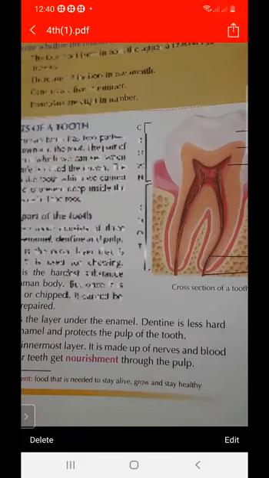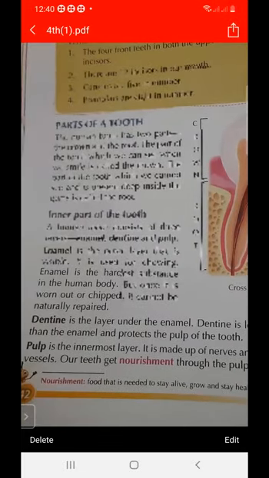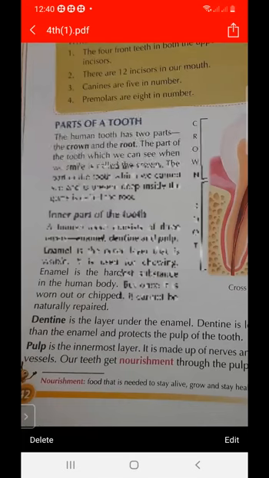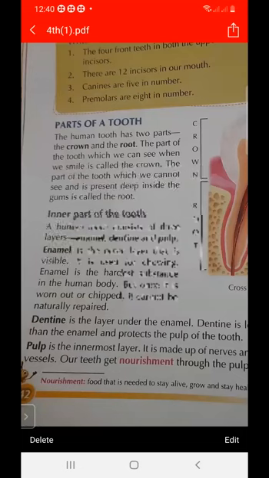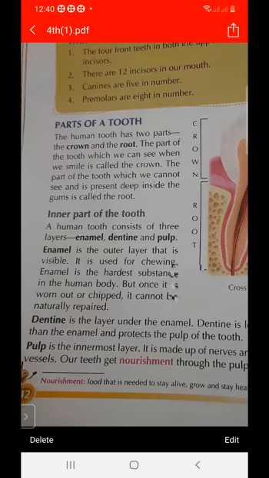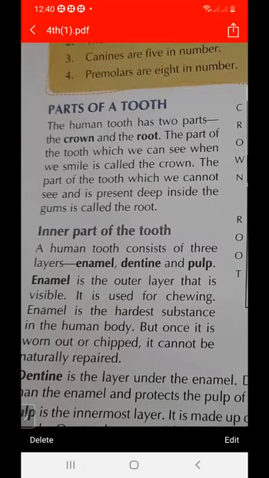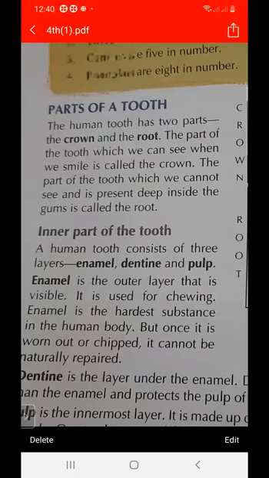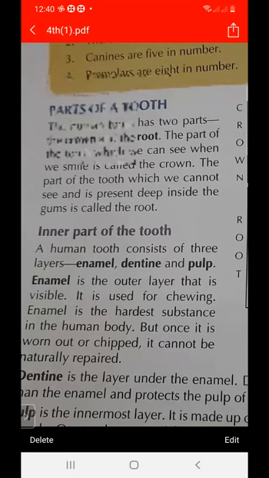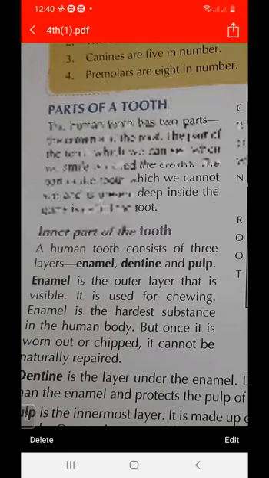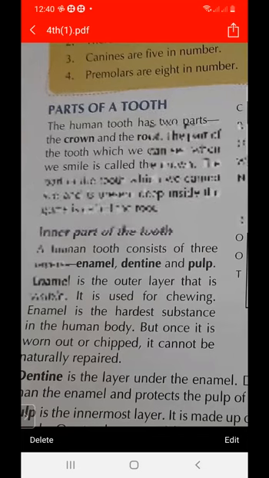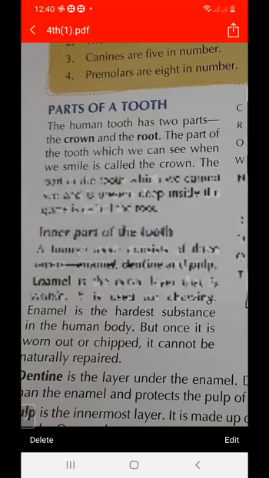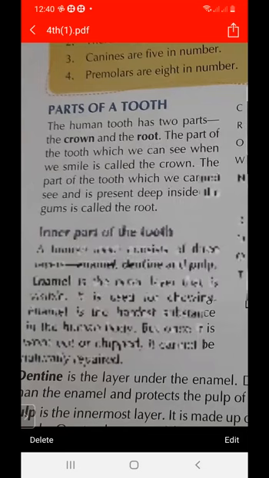So this is the cross section of the tooth. First is the inner part of the tooth. What are the parts of the tooth? The human tooth has two parts. And what are the two parts? Crown and root. First is crown and next is root.